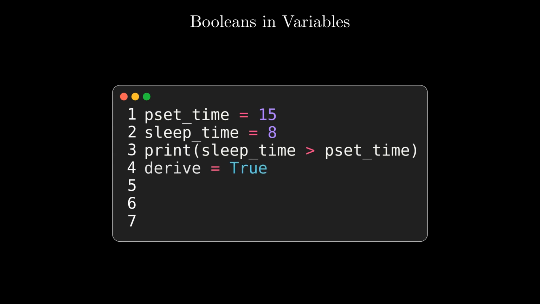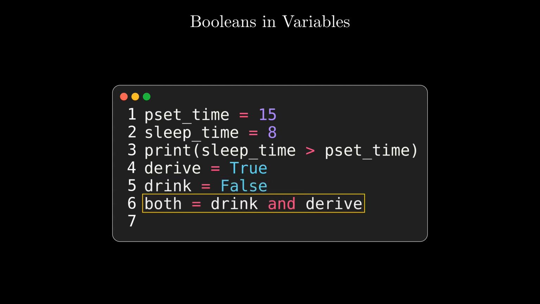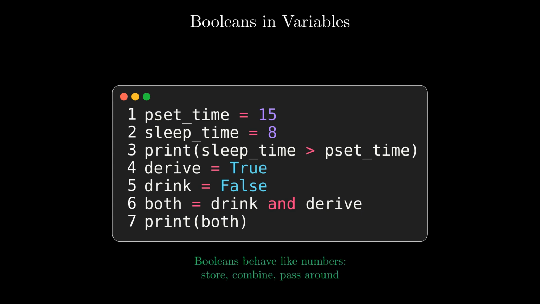Booleans can also be stored in variables directly. Set derive to True and drink to False. Now compute both equals drink and derive. The and needs both sides True, but drink is False, so both gets the value False. Print both and you'll see False. Variables holding Booleans behave exactly like variables holding numbers. You can store them, combine them, and pass them around your program.